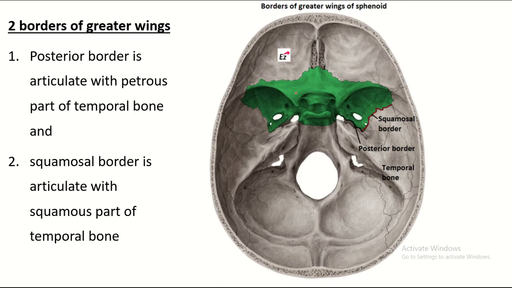The greater wings of the sphenoid have two borders, the posterior border and the squamosal border. The squamosal border articulates with the squamous part of the temporal bone and the posterior border articulates with the petrous part of the temporal bone.